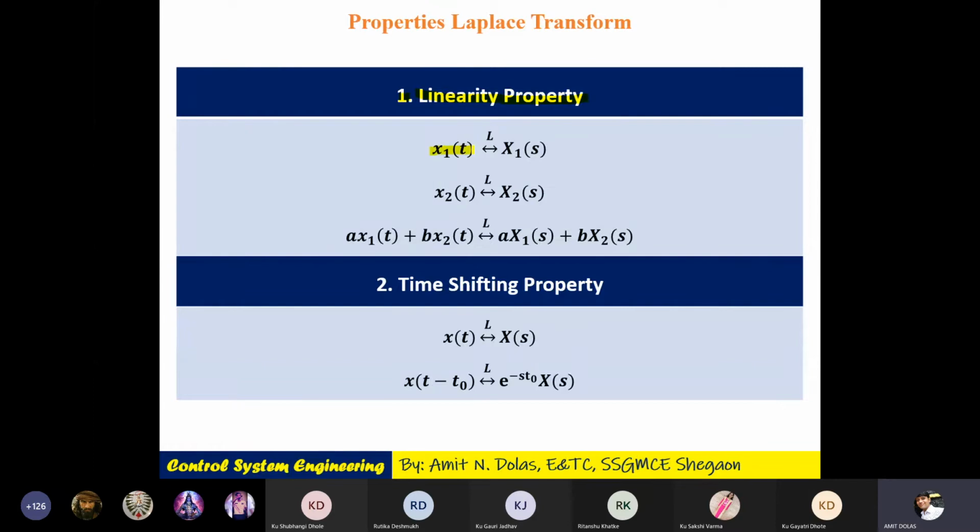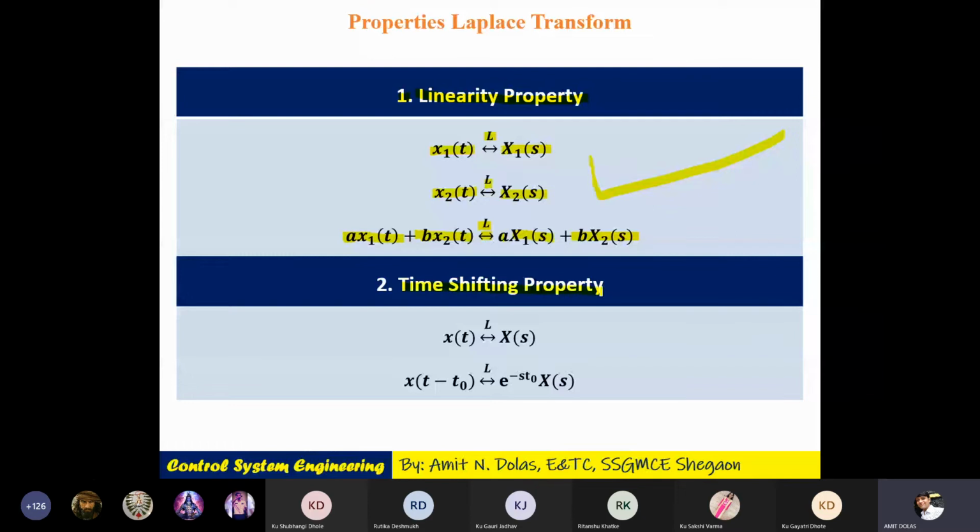I have one signal x1 of t whose Laplace transform is capital X1 of s. I have another signal x2 of t, Laplace transform is X2 of s. Then if I add constants, if my signal is a x1 of t plus b x2 of t, then I may write a into Laplace transform of x1, that is X1 of s, plus b into X2 of s. So this is the linearity property.